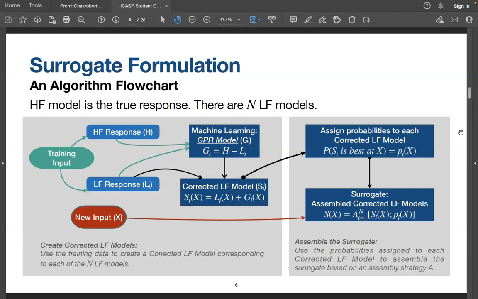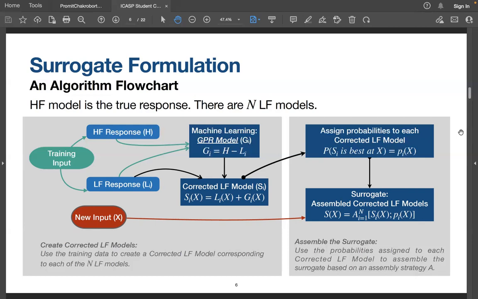After this, we build what are called the corrected low fidelity models, denoted S sub i, where the ith corrected low fidelity model is basically the sum of the ith low fidelity model and the ith correction term. You will notice that each corrected low fidelity model is in itself an approximation of the high fidelity model. Once we have all the corrected low fidelity models, we assign probabilities to each of them, and these probabilities are local, that is, they depend on the sample point X.